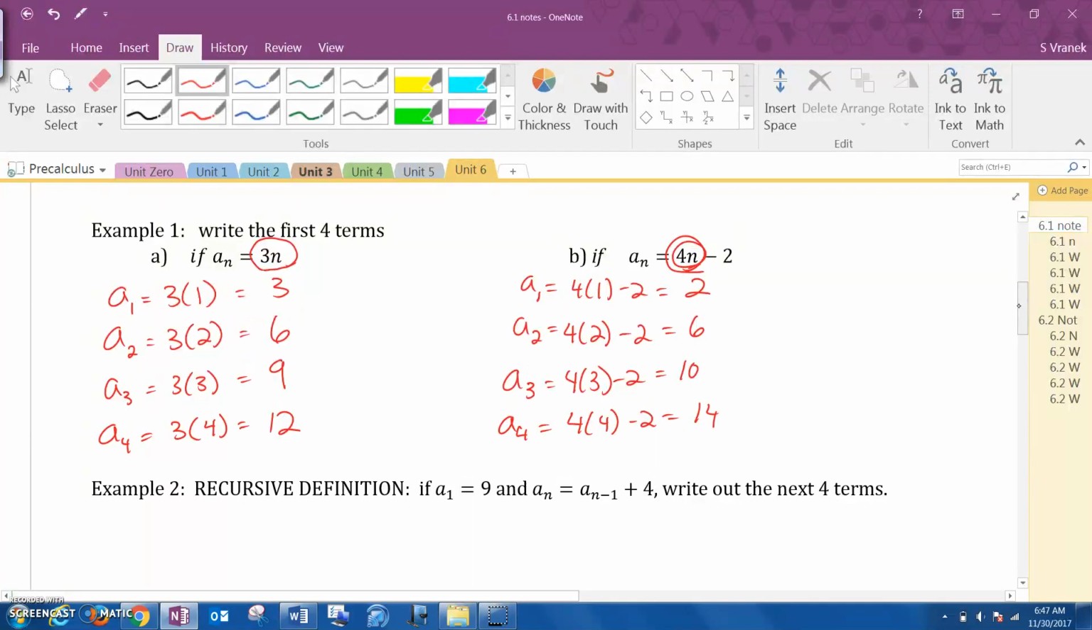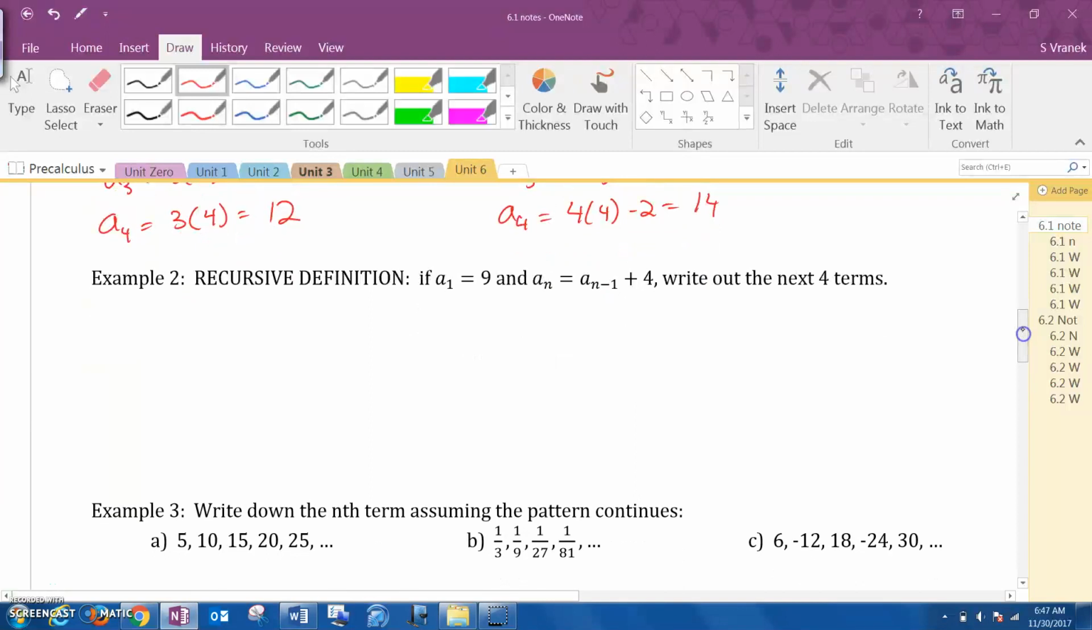Okay, now a recursive formula means that we need the previous answer in order to keep the sequence going. In order to do the sequence, you need to know what the previous term is, or else you cannot generate the sequence. And it's written like this. You have to have a starting point, which is telling you the first term is 9, and then you need the general recursive formula, and this here means the previous term.